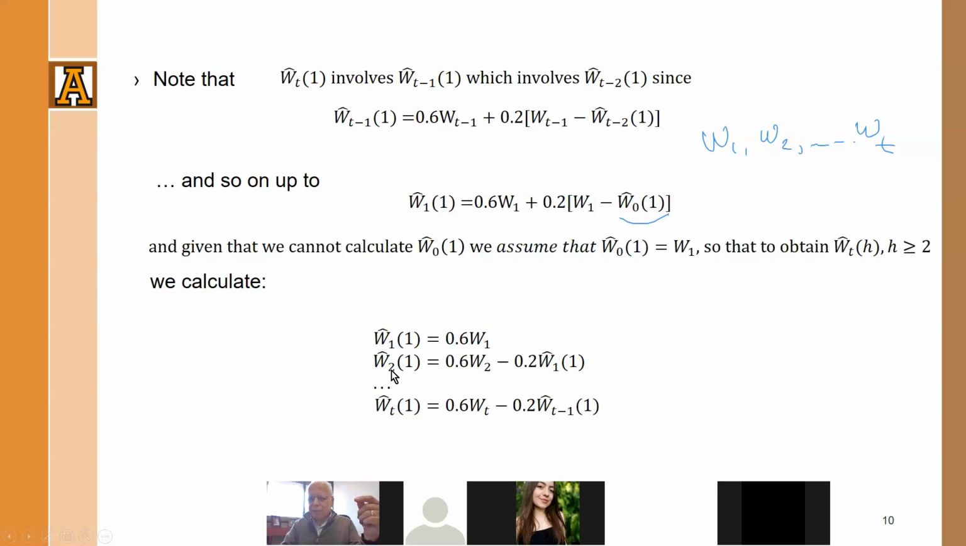Then Ŵ_2 one period ahead is going to be 0.6 W_2, which is the second observation, minus 0.2 times our optimal forecast one period ahead computed at time 1, all the way up to W_T, which is where we're standing now at time T, which is 0.6 W_T minus 0.2 times the forecast for W_T computed one period ahead. Okay?